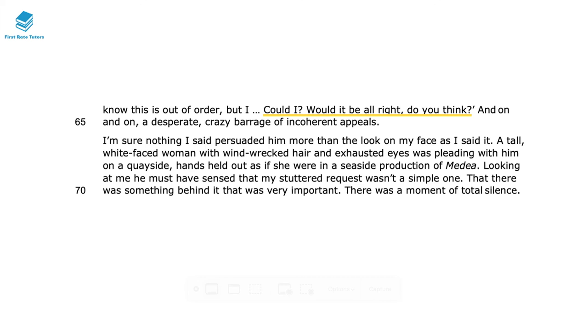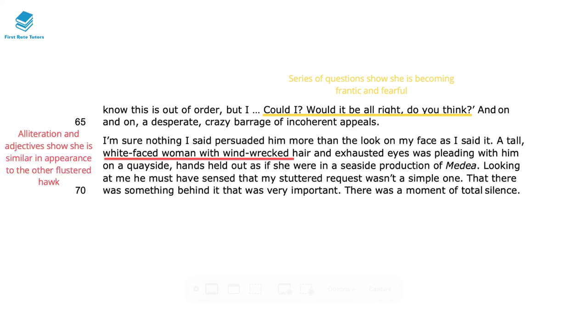Now, in this part of the passage, she continues with her frantic request to this man. "Could I? Would it be all right? Do you think?" And these series of questions shows her becoming increasingly frantic and fearful. She really feels like it's going to be a massive mistake if she goes home with this larger hawk. Also, she uses alliteration, "white-faced woman with wind-wrecked hair," so alliteration of W. And this alliteration, as well as the adjectives, show she's similar in appearance to the other frightened and flustered hawk, but she's in no way similar to this hawk, according to her feeling.